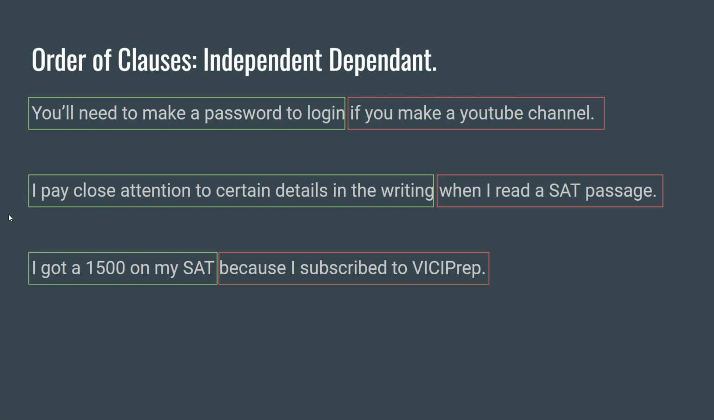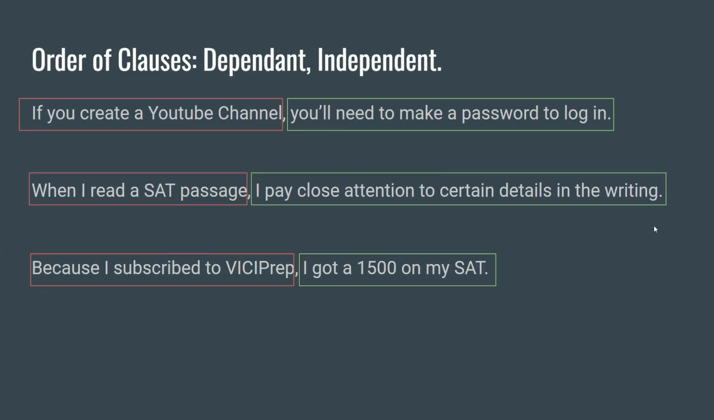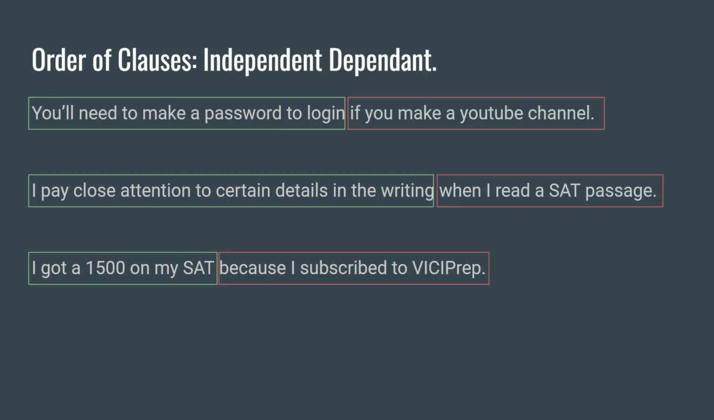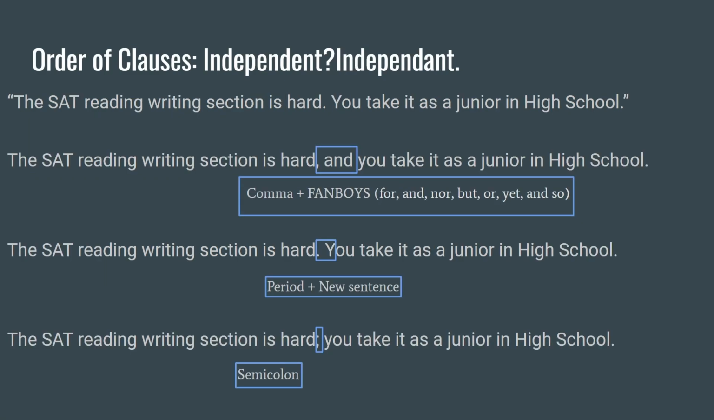So I just want you guys to notice how all three of these examples are exactly the same as the sentences that we have here. However, because their order is reversed, you just don't use a comma. If it's independent dependent, you have no comma. If it's dependent independent, there's a comma separating the two. Now, how do you do independent to independent? Well, there's actually three options.